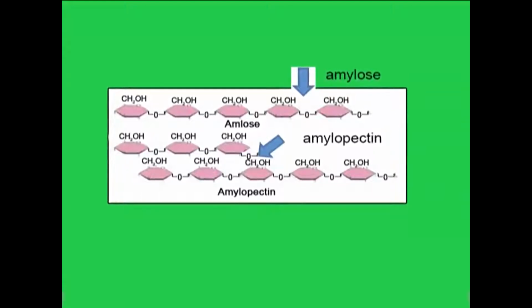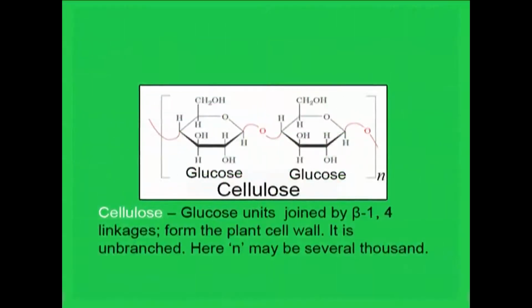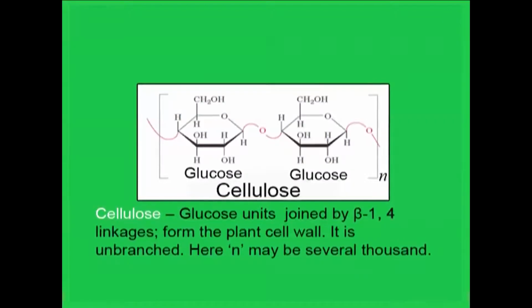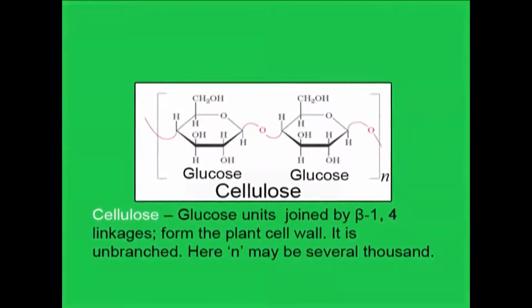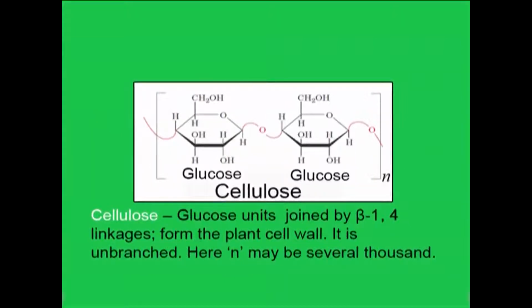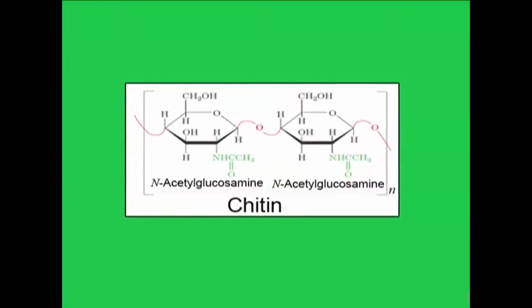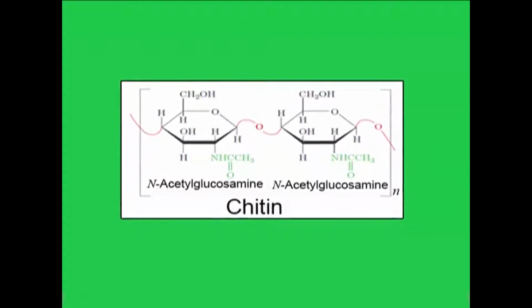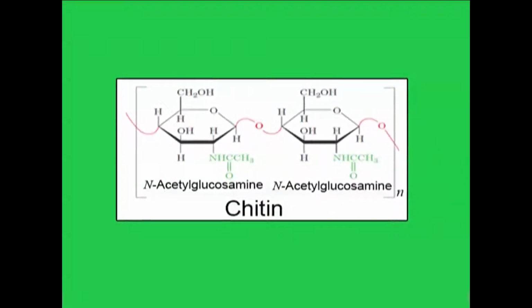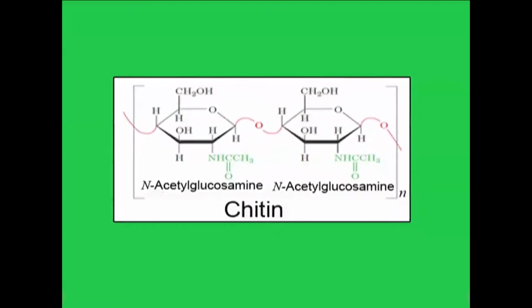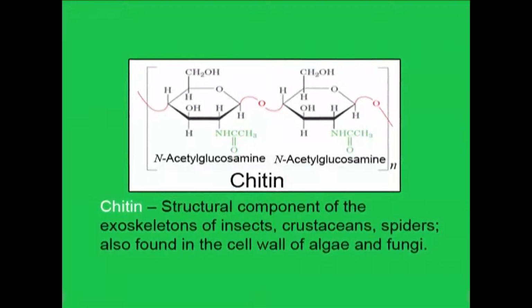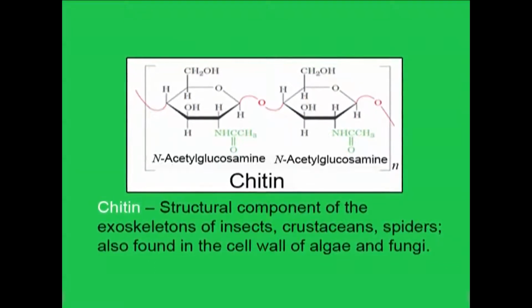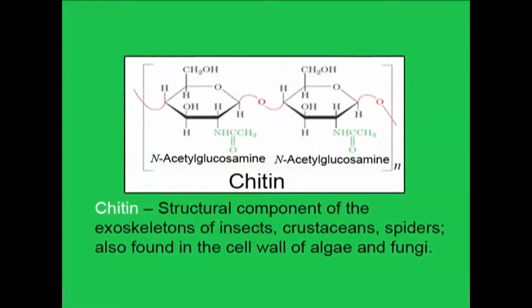Other important structural polysaccharides are cellulose and chitin. Cellulose is also made up of glucose, but instead of alpha 1,4 glycosidic bonds, it is made up of beta 1,4 glycosidic bonds. And chitin is also formed by beta 1,4 glycosidic bonds, between N-acetyl glucosamine and N-acetyl glucosamine, that means a homopolysaccharide joined by beta 1,4 glycosidic bonds. It is shown that chitin is the structural component of the exoskeletons, and it is also found in the cell wall of algae and fungi.